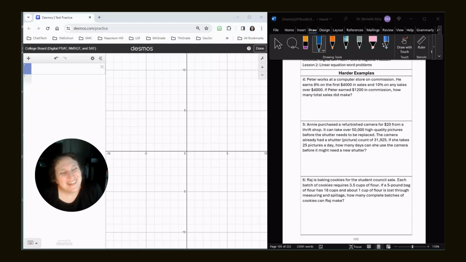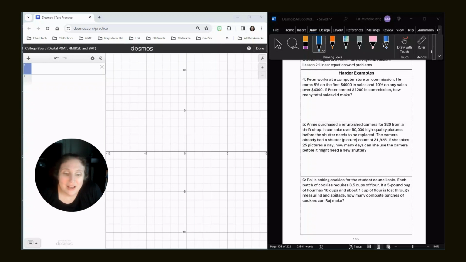Moving on. Right now we're looking at Unit 6, Algebra, and we're looking at Lesson 2 on linear equation word problems, and we're looking at the harder examples that I wrote, similar to the harder examples that Khan had on his site. But again, remember what makes our channel different is that we do the Desmos calculator.